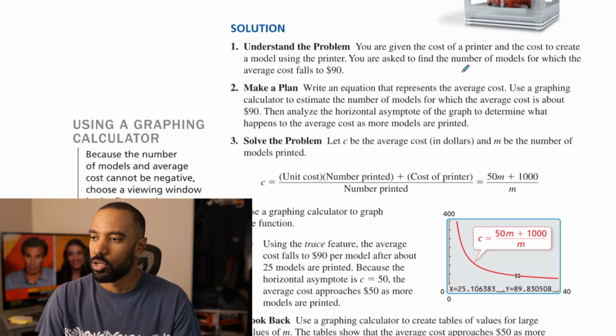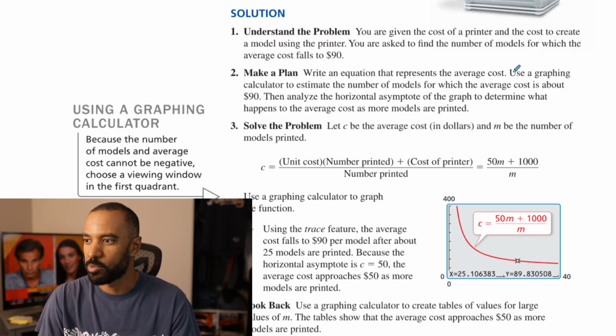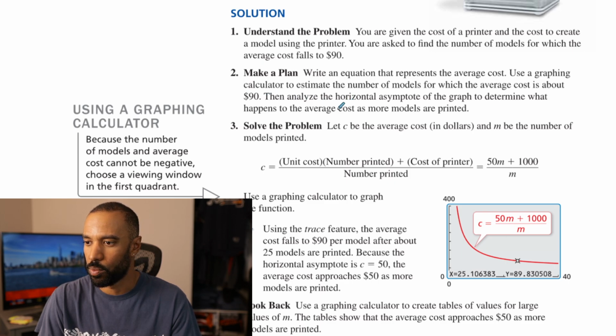Understand the problem. You're given the cost of a printer and the cost to create a model using the printer. You're asked to find the number of models for which the average costs fall to 90. Write an equation that represents the average cost. So use a graphing calculator to estimate for when it's 90. Okay, so we're going to use a graphing calculator for some of these. I'm totally cool with that.